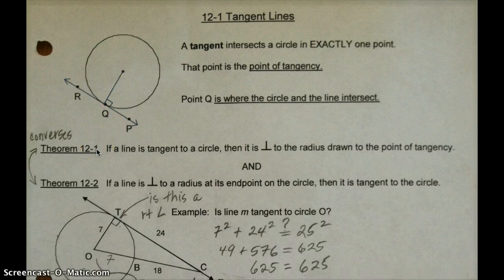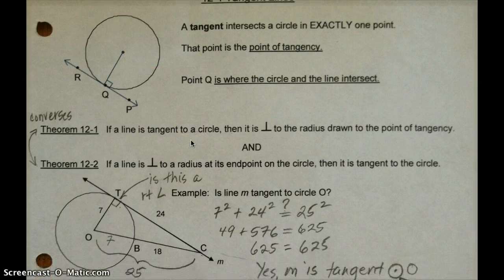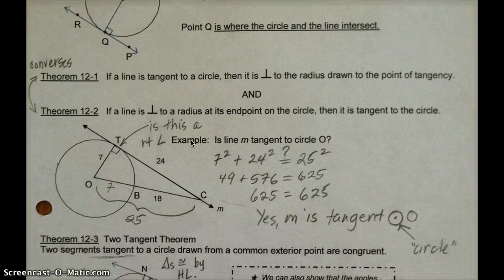The converse to that is that if we have a line that's perpendicular to a radius at its endpoint on the circle, so that's right here, then it's tangent. So if these two are perpendicular, then we know it's tangent to the circle. So those are converses of each other. We've seen those before in past chapters. Here's an example of how we might need to use this information to solve for missing lengths or just proving if this is actually a right triangle or not.